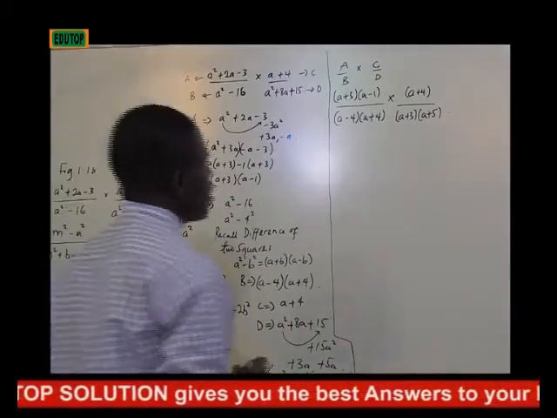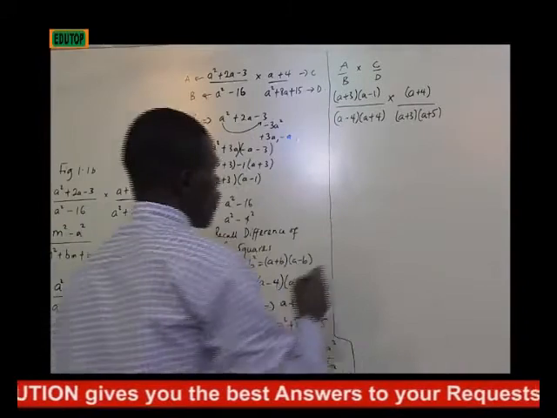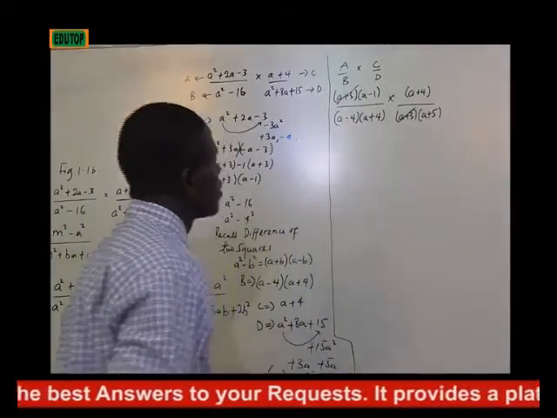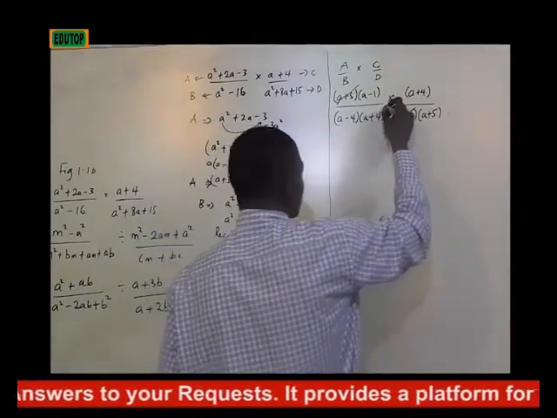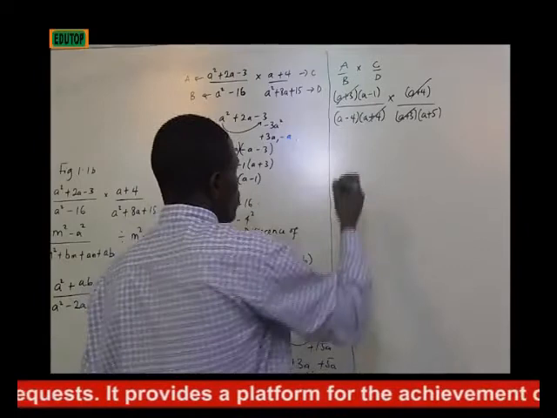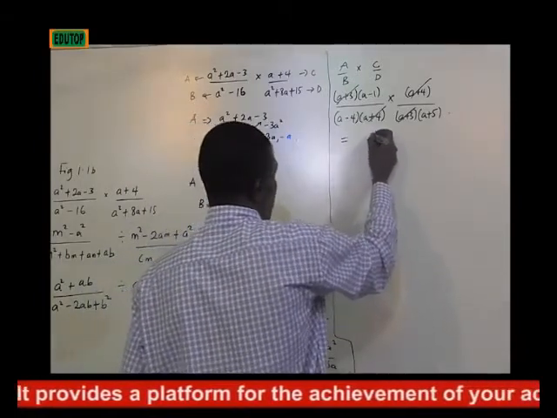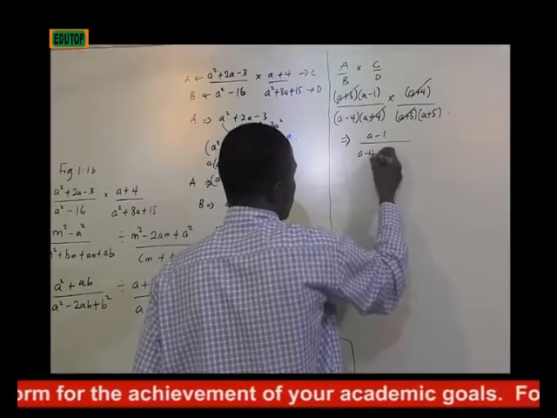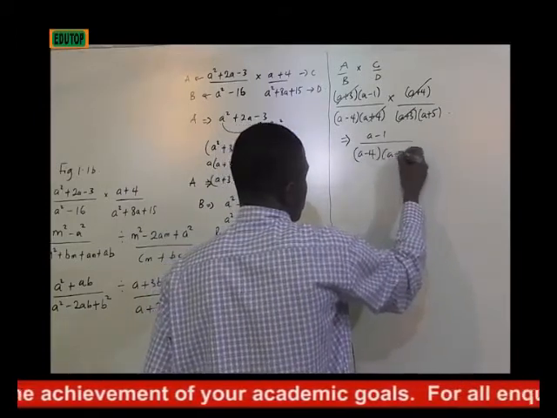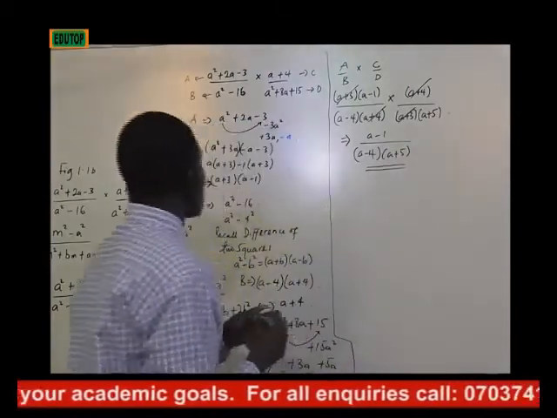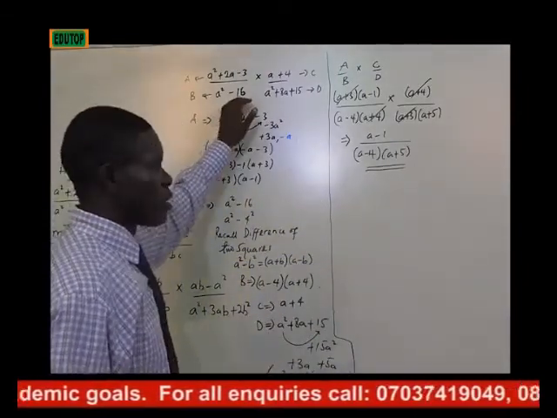Then here, if you look at this closely, you discover that this can eliminate this. One. Then this can eliminate this. Two. Then what else? Then you rewrite what you have. You have a minus 1 over a minus 4, a plus 5. So this is the final answer to this question.